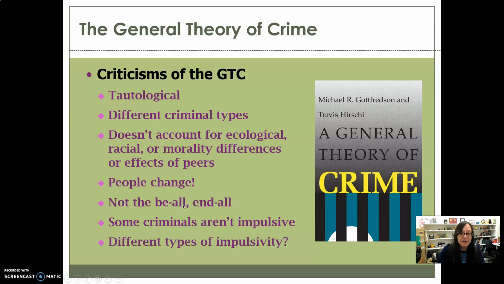And then there are also different types of impulsivity. Some people might be more overwhelmingly impulsive in everyday life, while others just don't think things through all the way, or maybe they're just more likely to give in when there's enough pressure. It doesn't negate the GTC, but it was never really put forward by Gottfredson and Hirschi. So these are not necessarily all criticisms enough to say that the GTC is useless, but they certainly make you question some of what's going on.